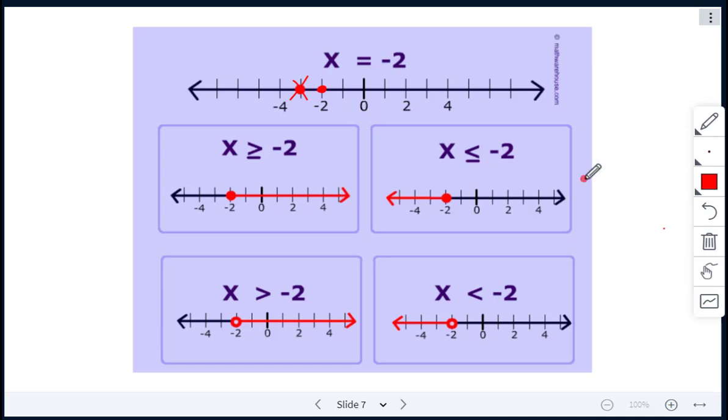Here we have x is less than or equal to -2. So again, we would use a filled in circle at -2, and then the arrow is pointing to the left. Here we have x is greater than -2, so we have an open circle, and then the arrow is pointing to the right, and then x is less than -2, so open circle, and then to the left.